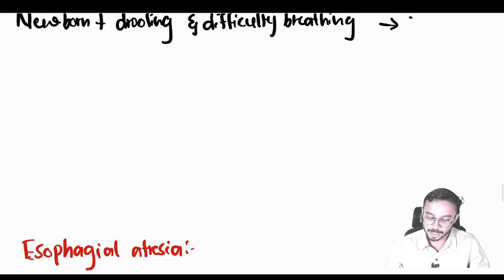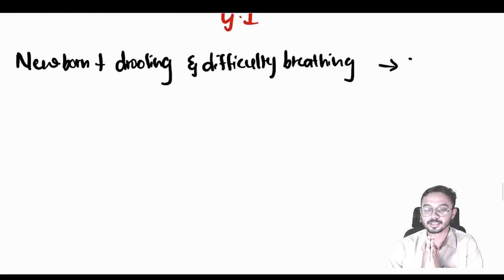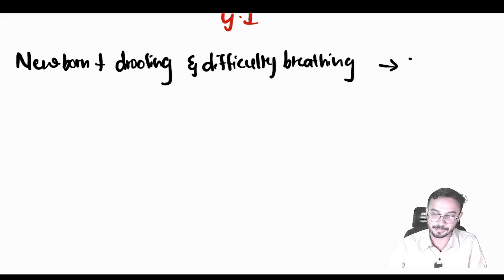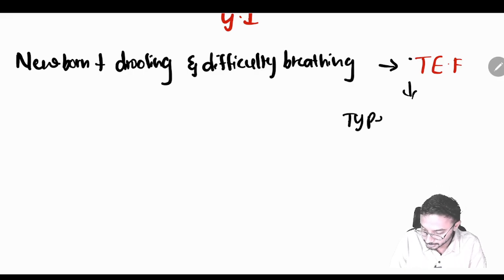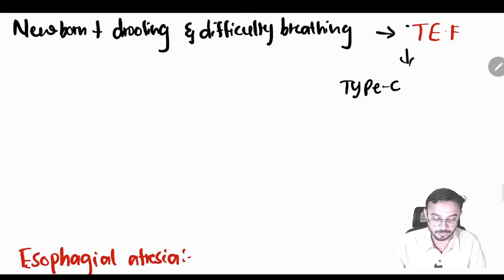And next we move to pediatric GI. Imagine a newborn is born and you find drooling of saliva and difficulty in breathing. Then tell me, tracheoesophageal fistula. Drooling of saliva and difficulty in breathing in a newborn, tracheoesophageal fistula is seen in this condition. And tell me which is the most common type of tracheoesophageal fistula? TEF is nothing but tracheoesophageal fistula. Type C is the most common type.